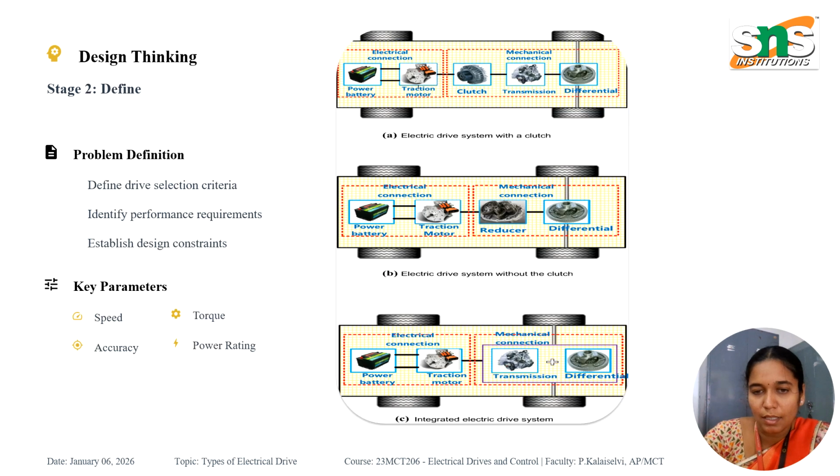The next one is the define stage. Here we clearly define the problem statement and design objectives. We define drive selection criteria, performance requirements and design constraints. Important key parameters defining drive performance include speed, torque, accuracy and power rating. For example, if the system needs high positioning accuracy, we cannot choose a basic induction motor drive. We may need a servo drive. The define stage converts requirements into clear engineering parameters.